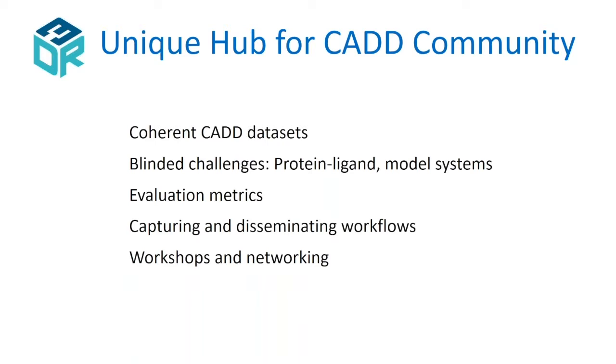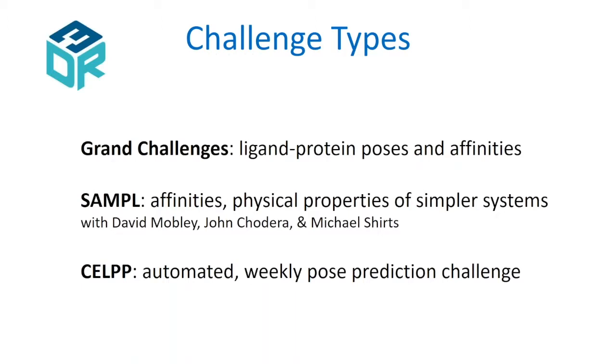We also have a second effort that is aimed at capturing and disseminating workflows, and that touches on something called KELP, which you'll hear about. And we also try to hold annual workshops, either in person, like we get to do this year, or last year it was in webinar format. And we also, of course, try to promote networking through those events and at ACS meetings and GRCs and so forth. Okay, so I'll give a brief overview of the different challenge types, and then I will hand it over to Mike for the second half of the presentation.